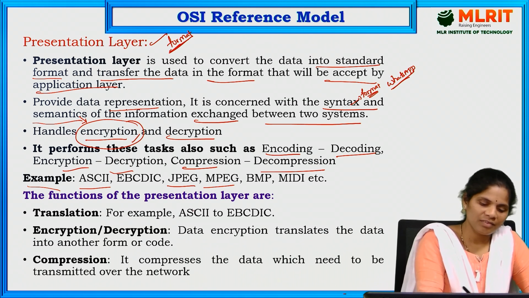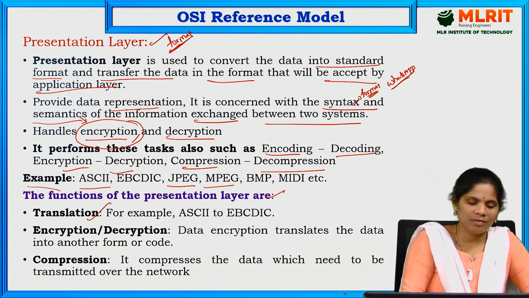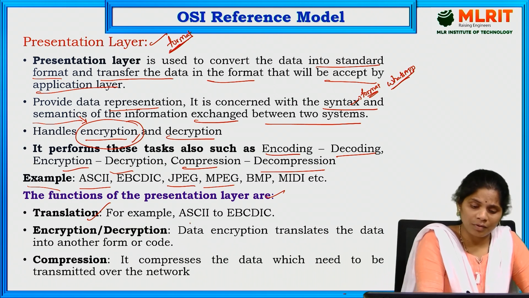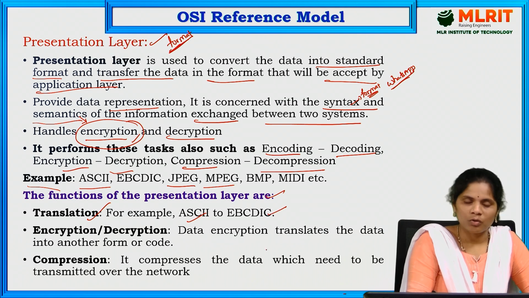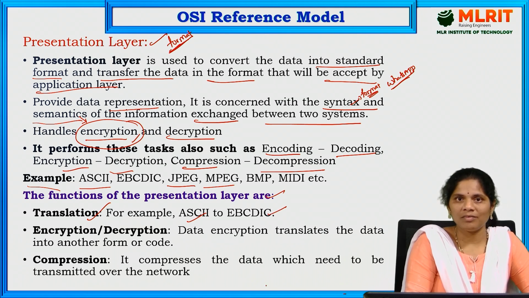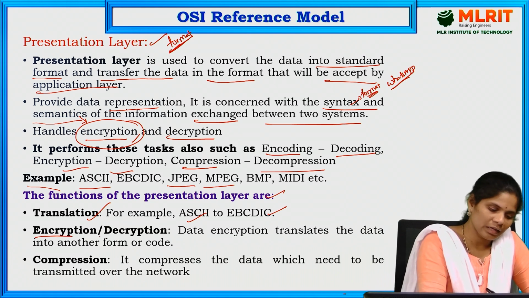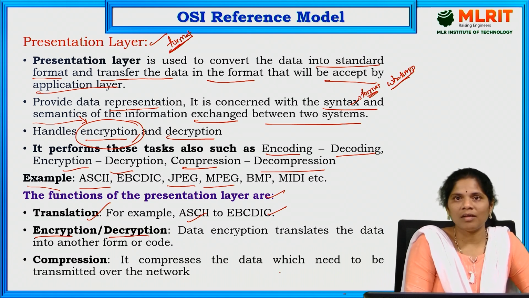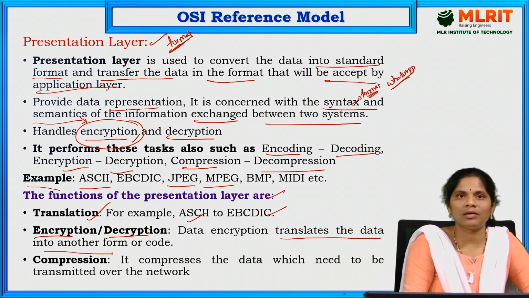These are the services provided by the presentation layer. The first is translation. If I want to transfer the data from an ASCII file to an EBCDIC file, that is done in the presentation layer, meaning transferring the data from one format to another format. The next one is encryption and decryption, which is also a service of the presentation layer. Translating the data into another form is encryption.